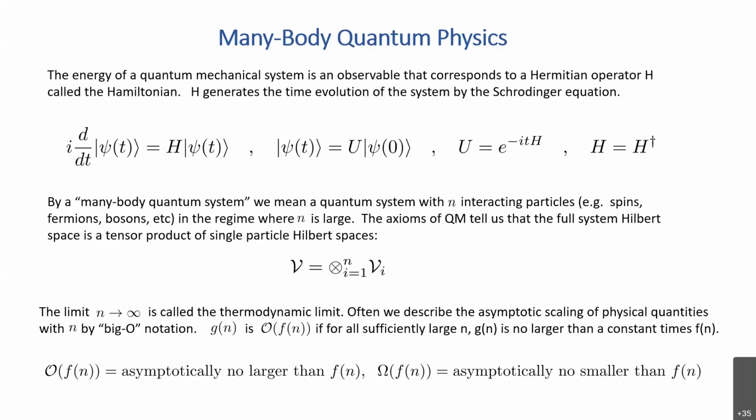For most of today's talk, we won't be thinking so much about the unitaries, but the Hamiltonians that generate them. And specifically, I want us to think about many body Hamiltonians. What this means is that we have a quantum system with n interacting particles, and we're going to think of the regime where n is large, maybe tending to infinity.